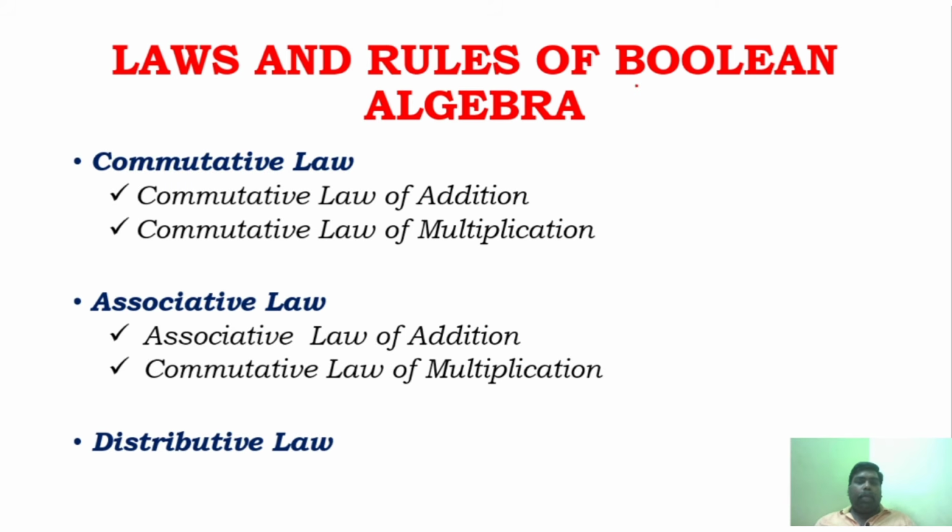So the very basic laws of Boolean algebra are the commutative law, associative law, and distributive law, right? In the commutative law, you'll have laws of addition and laws of multiplication. Similarly, in the associative law, you have laws of addition and laws of multiplication, right? And there is a common distributive law. So this is very simple. I'll just tell you what the rule is and then how to implement that using gates, okay?